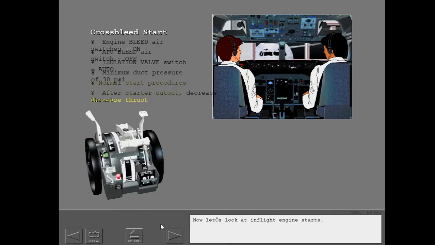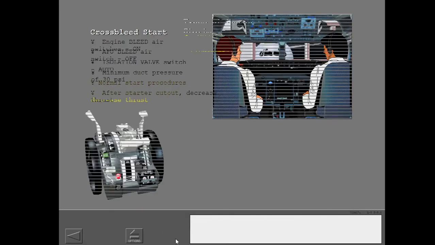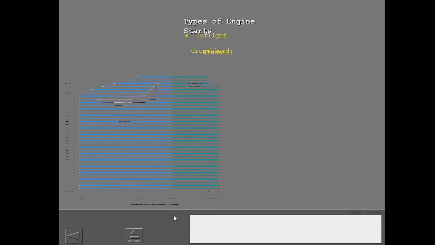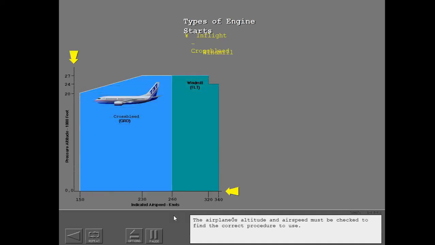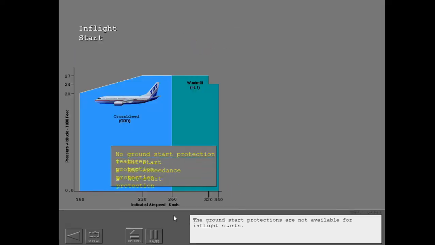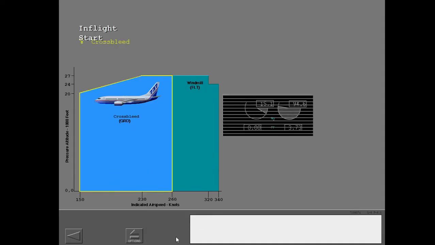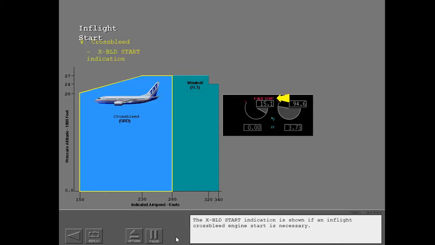Now, let's look at in-flight engine starts. There are two procedures used for an in-flight engine start: cross-bleed and windmill. The airplane's altitude and airspeed must be checked to find the correct procedure to use. The ground start protections are not available for in-flight starts. The cross-bleed start indication is shown if an in-flight cross-bleed engine start is necessary.